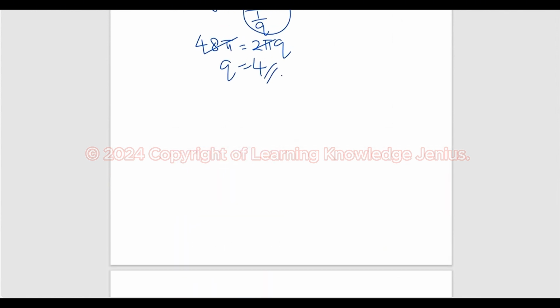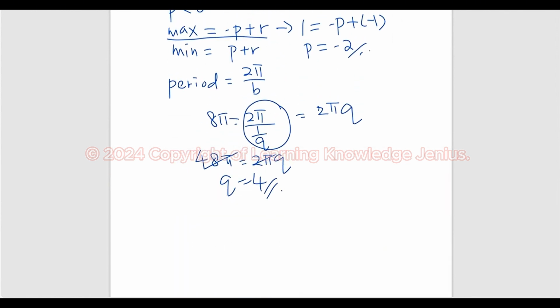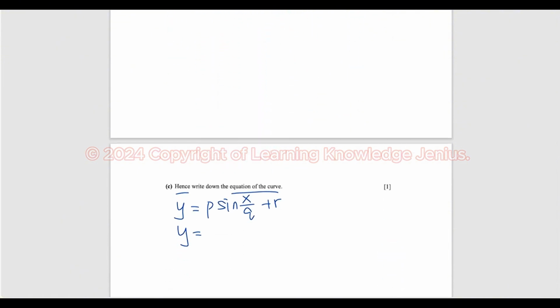Last part is to find the equation of the curve. Remember the equation of the curve is y equals p sine of x over q plus r. We just need to substitute all the values we have found earlier into the equation. So we have p is equal to -2, q is equal to 4, and r is equal to -1. So yeah, this is this question and we can get 5 marks.